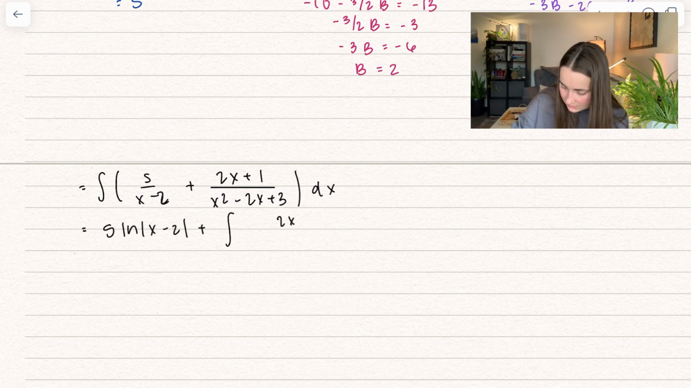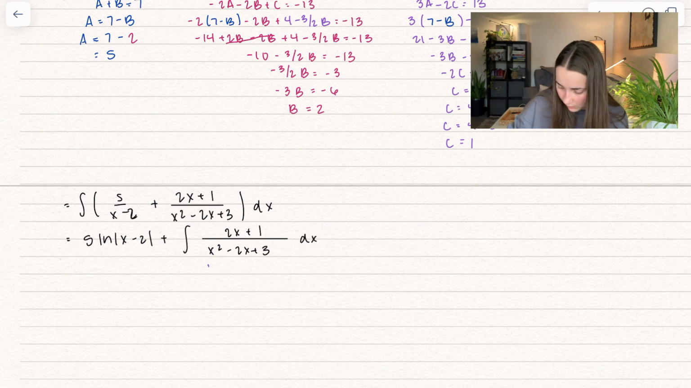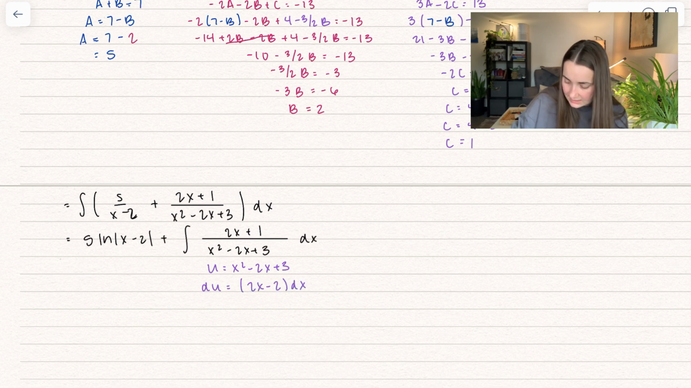So we have 2x plus 1 divided by the quadratic. And just like last time, we want to use u substitution. We want u is equal to x squared minus 2x plus 3. So then my du is going to be 2x minus 2 dx. We have the 2x, but we have plus 1. So how can I rewrite plus 1? Well, I can rewrite it with minus 2 plus 3. So now notice here we have our 2x minus 2, which is exactly what we want.